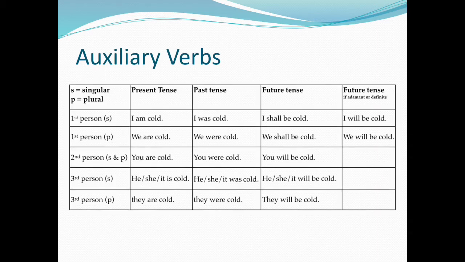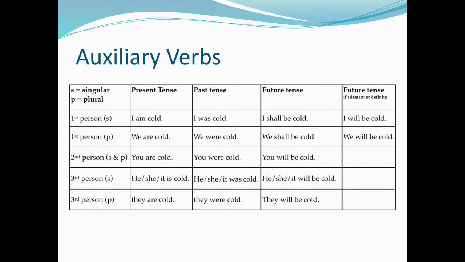First person singular. Present tense, I am cold. Past tense, I was cold. Future tense, I shall be cold. Future tense if adamant or definite, I will be cold. First person plural. Present tense, we are cold. Past tense, we were cold. Future tense, we shall be cold. Future tense if adamant or definite, we will be cold.